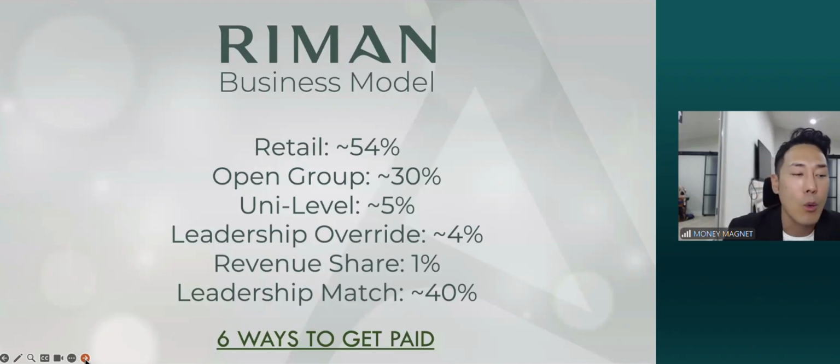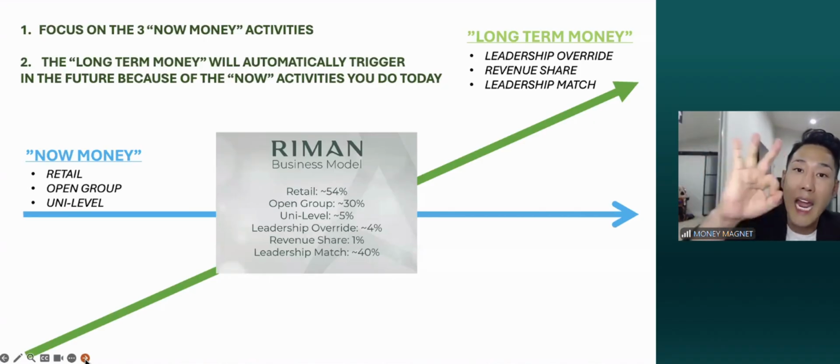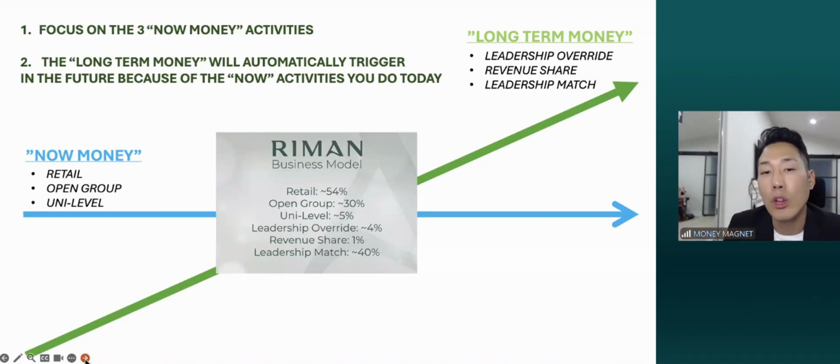So RIMAN is saying, we're going to bet money that the likelihood of these people keeping the product, using it, and cultivating a second sale is highly likely. So as long as you do the work, we will pay you well. Okay, so now in the RIMAN compensation plan, there are 6 elements of how you get paid, but in reality, the only thing you really need to focus on are the 3 now money making activities. That's all you really need to focus on. The long-term money will automatically trigger in the future because of the now activities you do today, right?